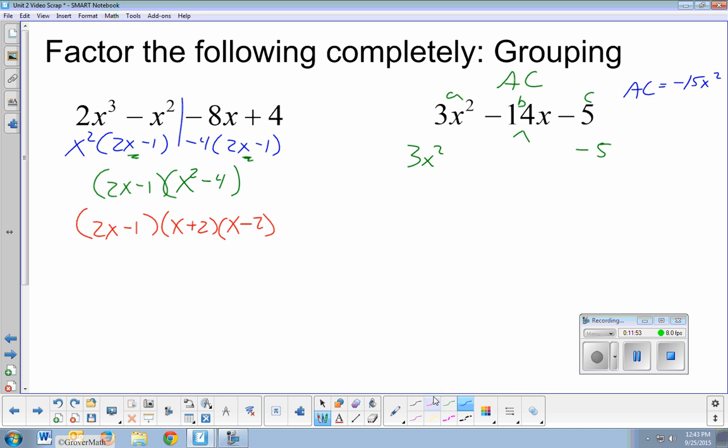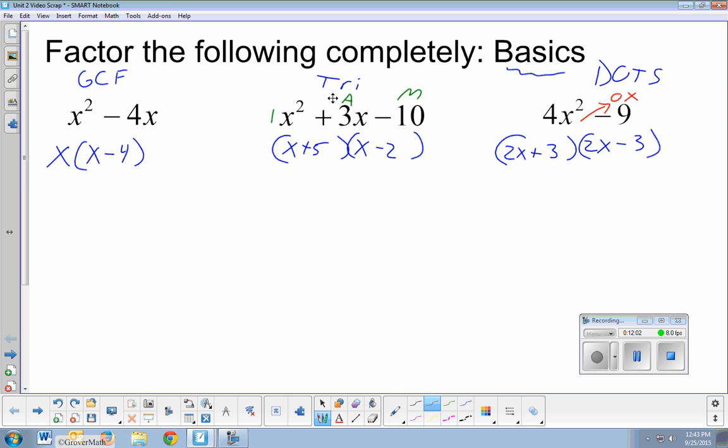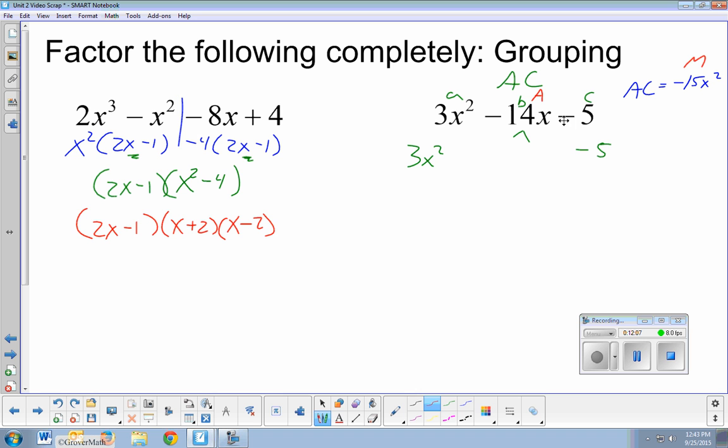And I need to know what multiplies to AC and adds to B. Just like we had over here: multiplies to C, adds to B. Well, this is multiplies to AC, adds to B. What multiplies to negative 15 and adds to negative 14? The answer is negative 15x and a positive 1x. Negative 15x and positive 1x add to negative 14x and multiply to negative 15x squared.